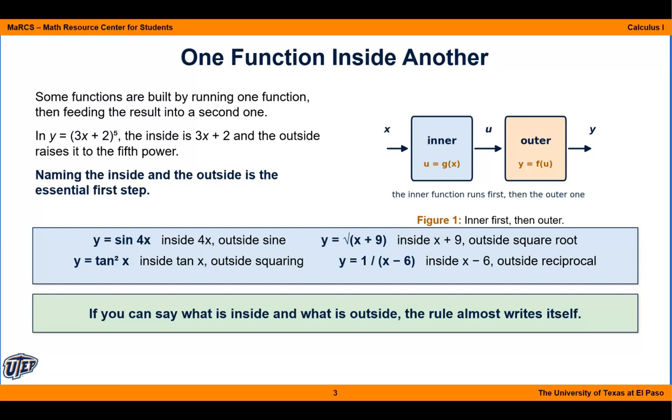a square root function. The expression y equals tan squared x means tan of x is squared. Here, tan x is inside and squaring is outside. For y equals 1 over x minus 6, the inside is x minus 6, and the outside takes the reciprocal. Naming the inside and the outside before differentiating is the essential first step. Once the layers are clear, the chain rule becomes much easier to apply.